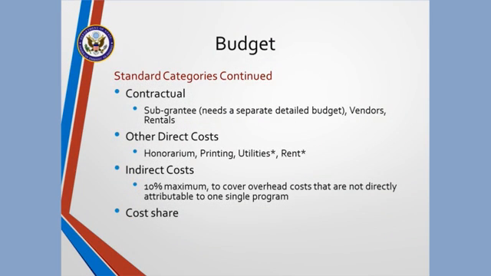The sixth category for the budget is contractual. It includes cost for sub-grantees. Please note that a separate detailed budget is required from sub-grantees. Number 7 is construction. It's an approved category, but it is not allowable in public diplomacy awards, so it's not applicable to this NOFO. Number 8 is other direct cost. It includes costs like honorarium, printing, utilities, rents, etc.